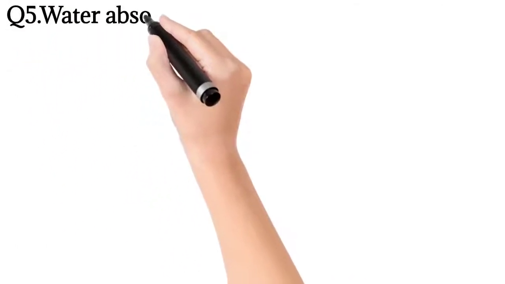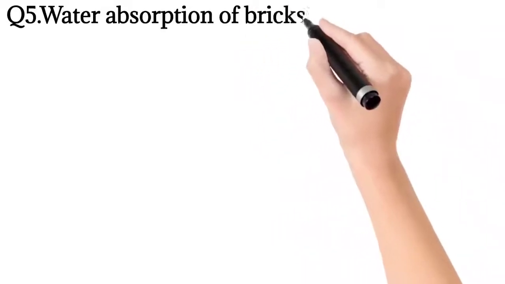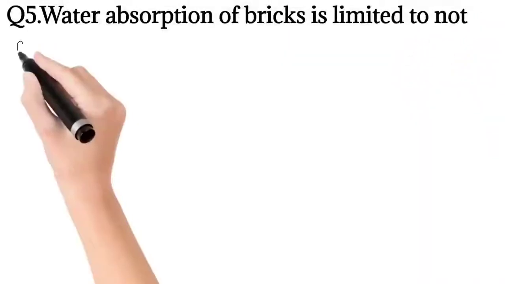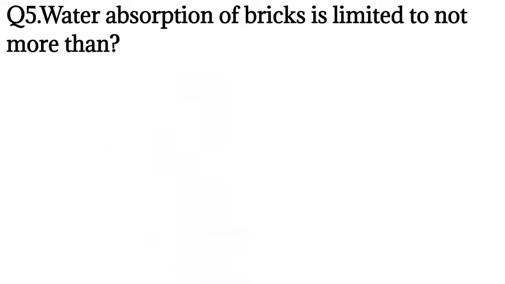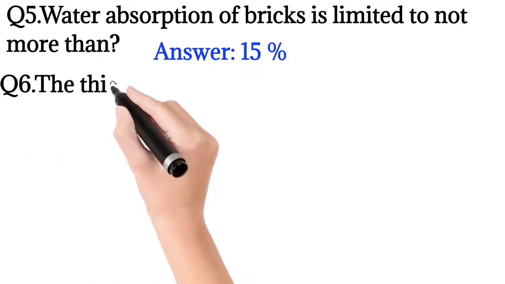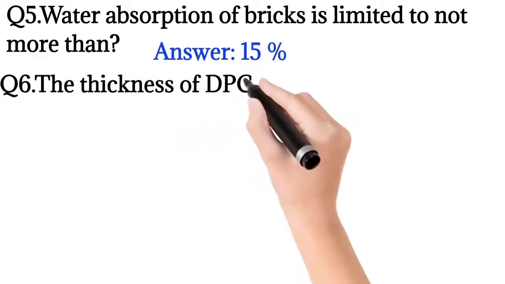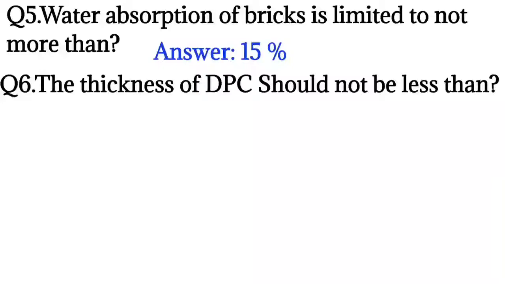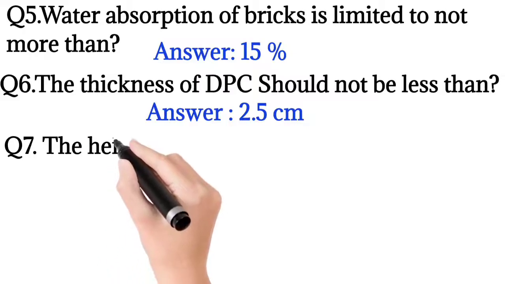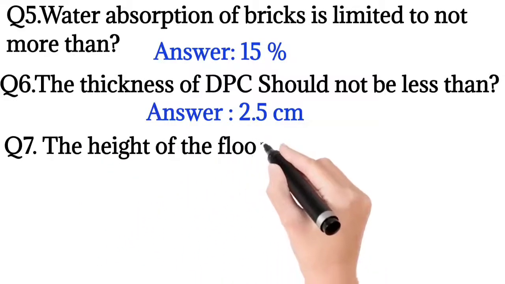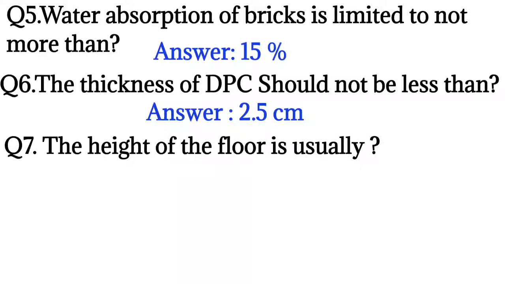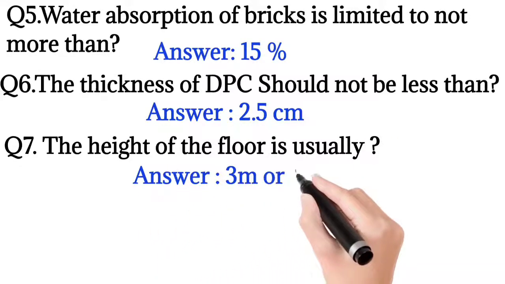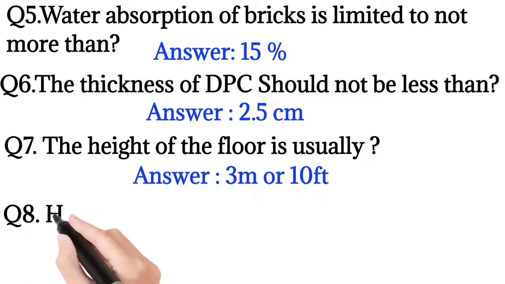Question number 5. Water absorption of a brick is limited to not more than, so the answer is 15%. Question number 6. The thickness of DPC should not be less than, so the answer is 2.5 centimeter or 1 inch. Question number 7. The height of the floor is usually, so the answer is 3 meter or 10 feet.